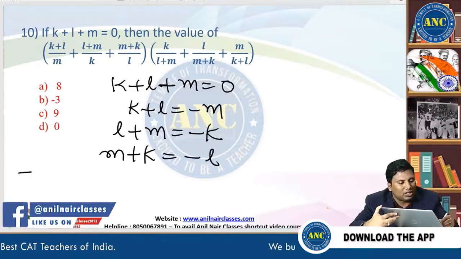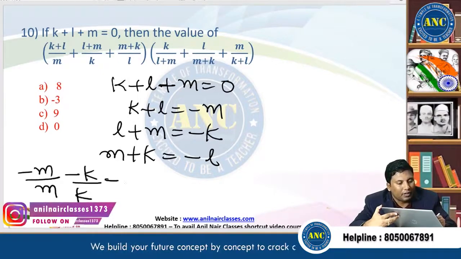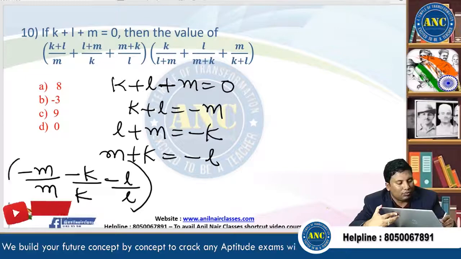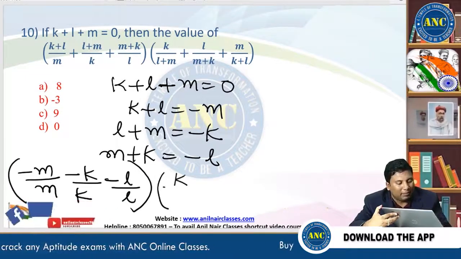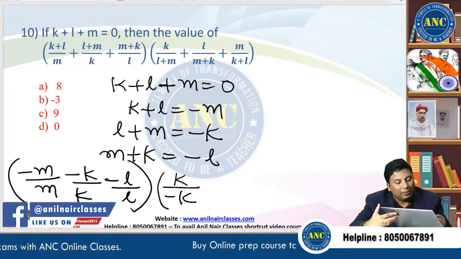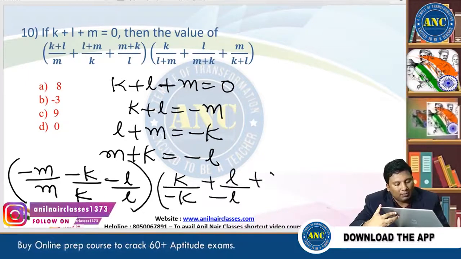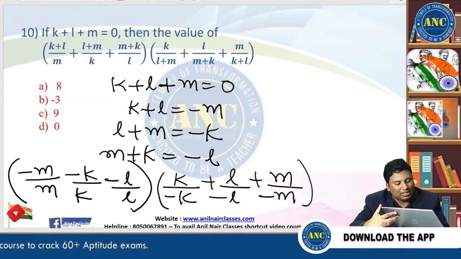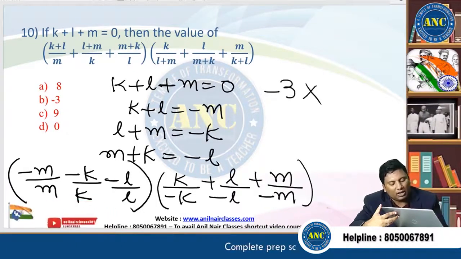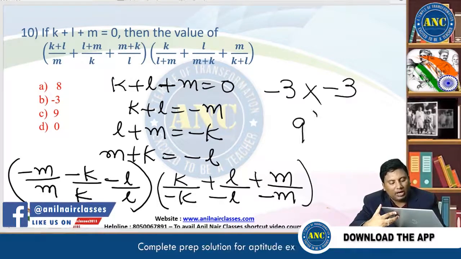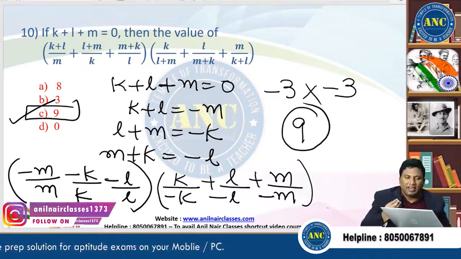What is M plus k value? Minus L. If I substitute minus M by M, minus k by k, minus L by L, can I say k by L plus M? What is k by minus k? L by M plus k, M plus k, plus L by minus L, M by k plus L, M by minus M. Minus 1, minus 1, minus 1, minus 3. Minus 3 into minus 3 is 9. Idea clear? It's a very simple question.